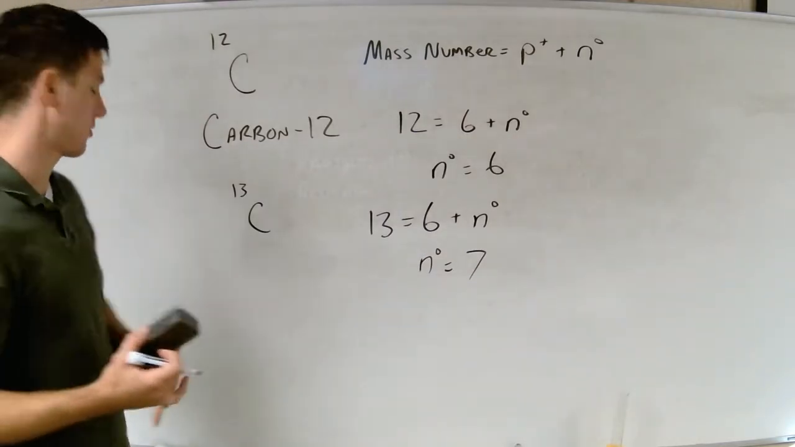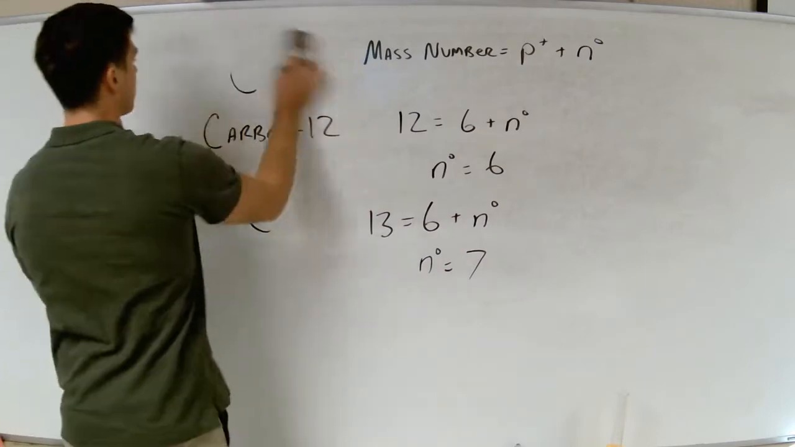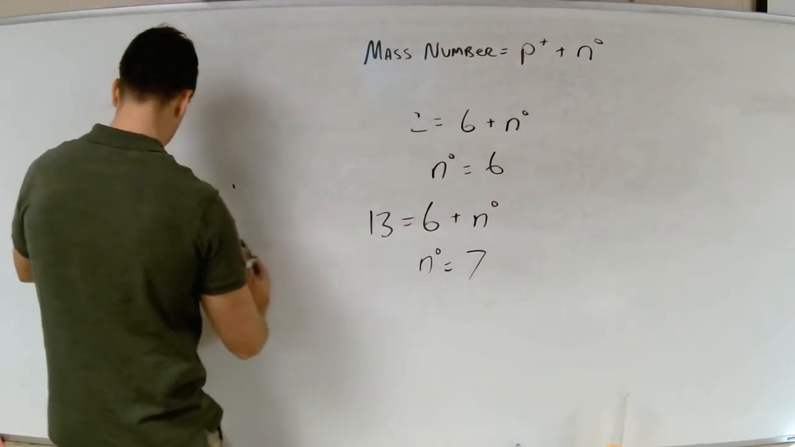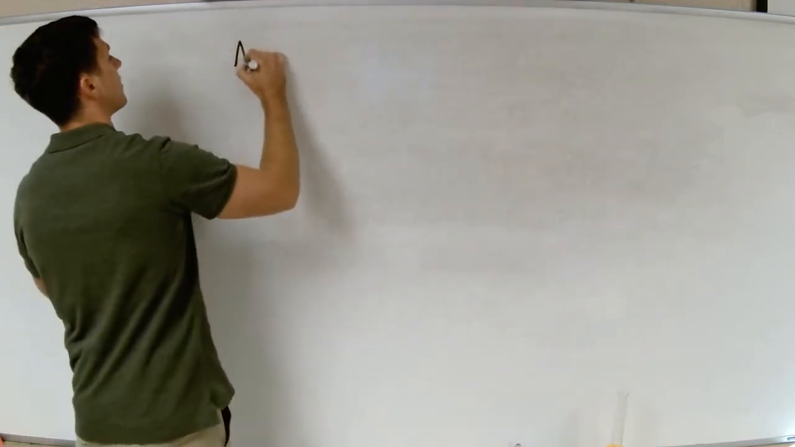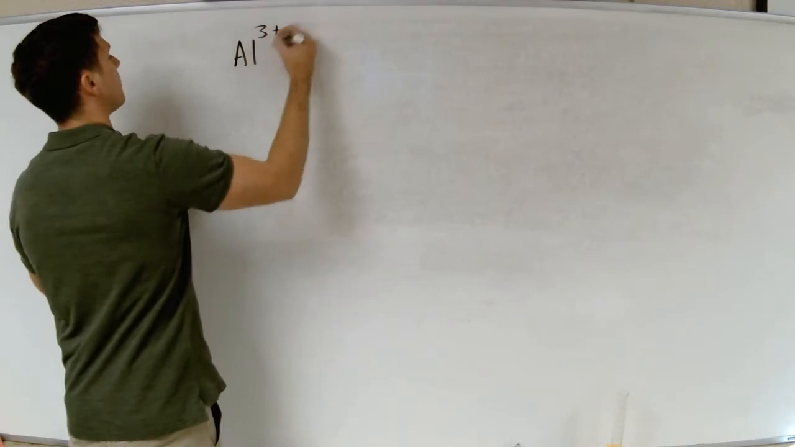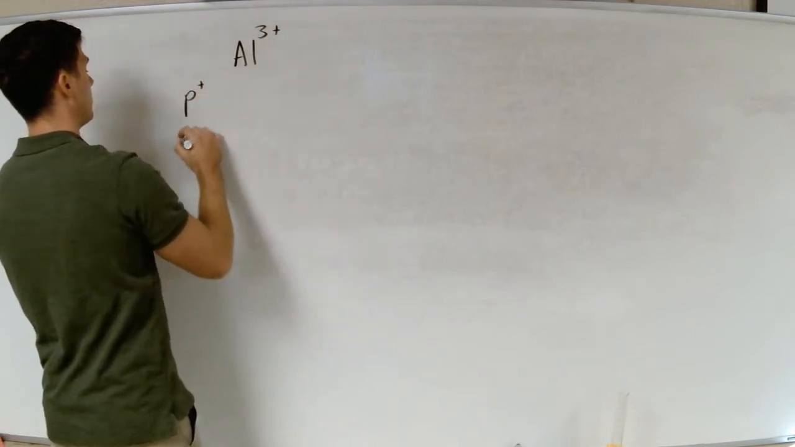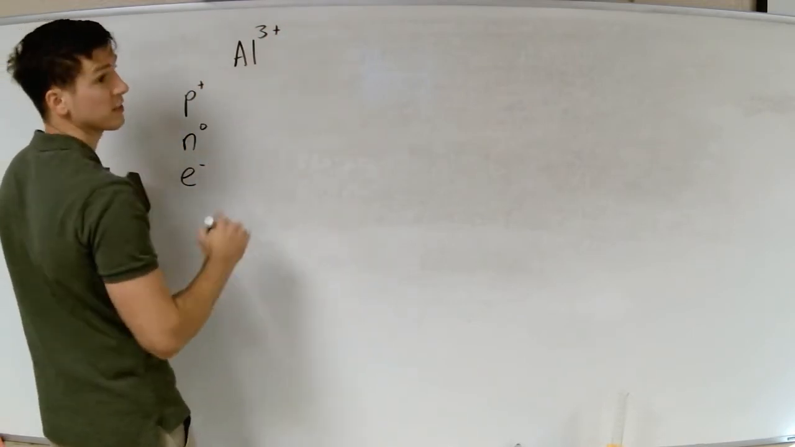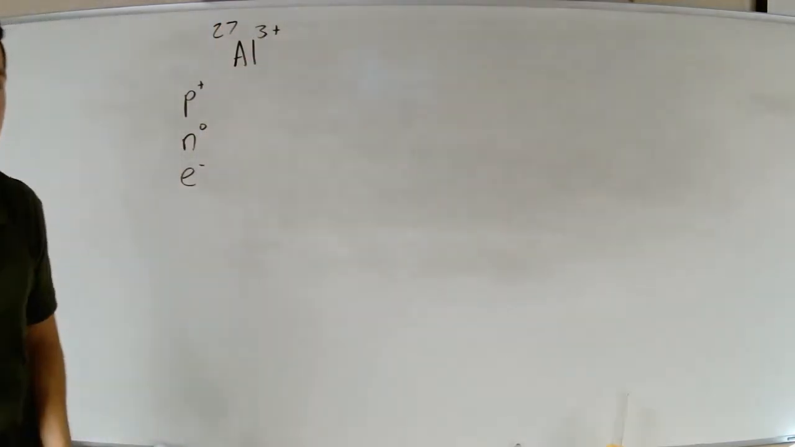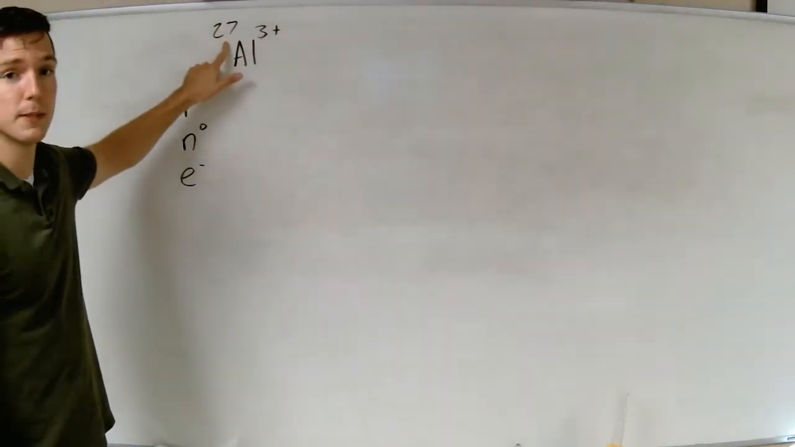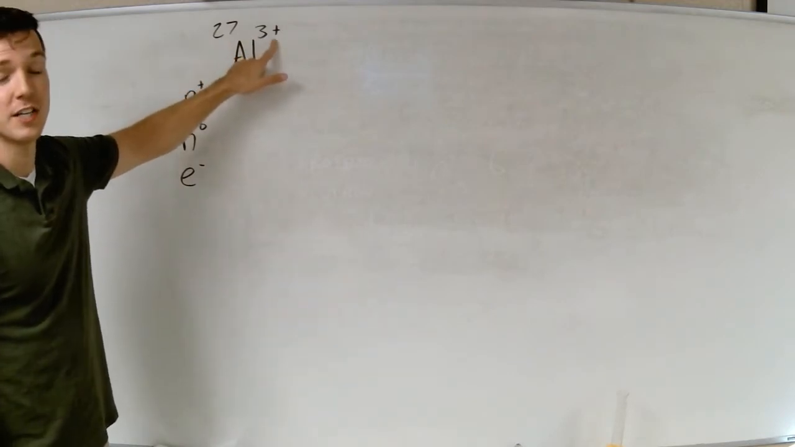But now let's think about electrons. Let me make a little table for us here. Or let's just do an example real quick. Let's say I have something like aluminum 3+, and I want protons, neutrons, and electrons. And I will give it a mass number of, let's say, 27. Okay? So remember, this is the mass number, and this is the charge. The charge tells us how many electrons we're going to have.